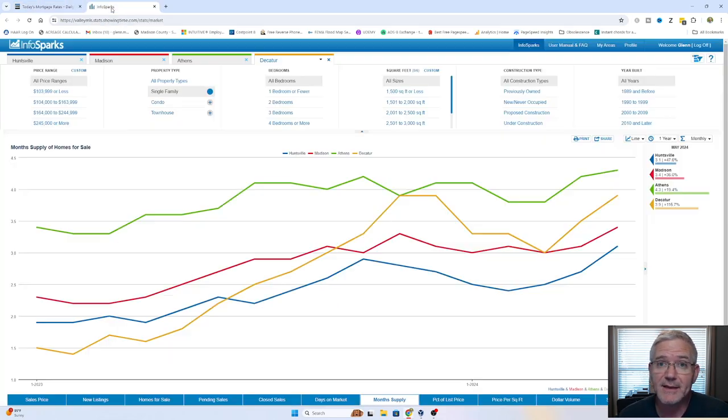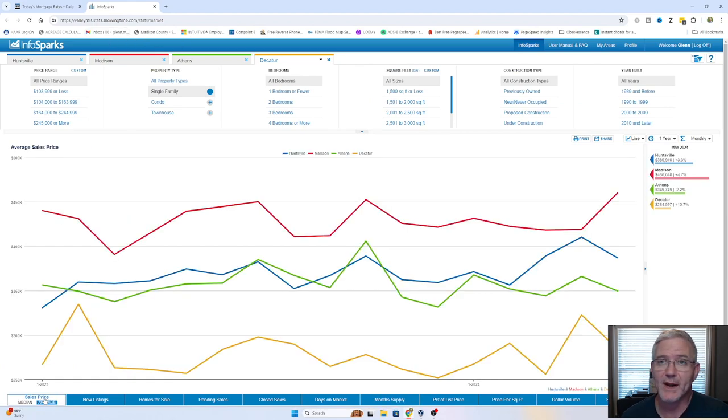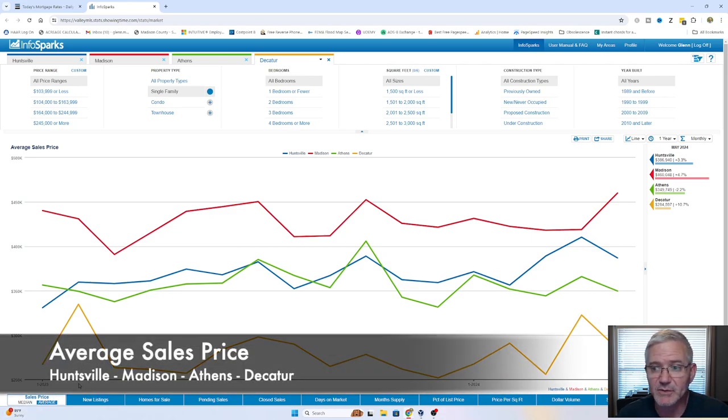Taking a look at the statistics for the North Alabama area, we tend to look at four areas. We always look at Huntsville, Madison, Athens, and Decatur. And we're just going to look at single family homes, and I don't care about the size and the years they were built and stuff like that. We're just looking at the single family homes in North Alabama. The first statistic we'll look at is the average sales price.